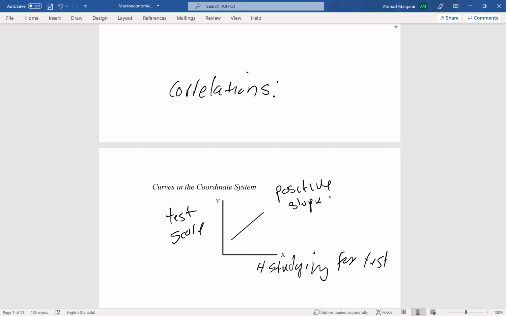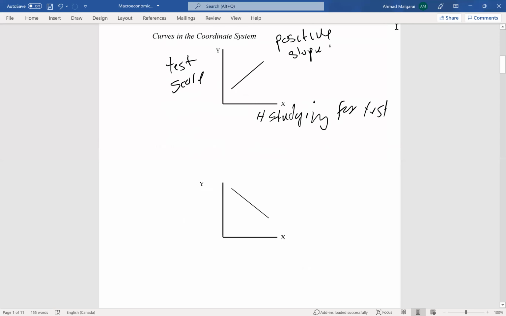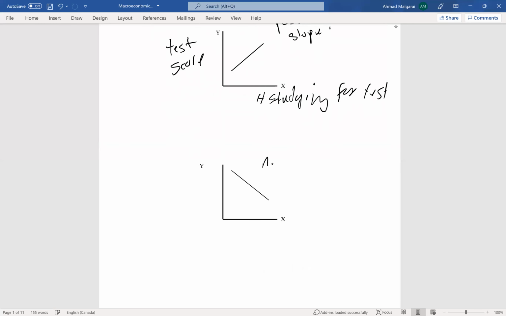So what does that tell us? That tells us that the more hours you study for that particular test or exam, the higher your score. It means there's a positive relationship: the more you put an emphasis on X, the higher Y would be. And also we have two variables that move in opposite directions, and we call this a negative slope.